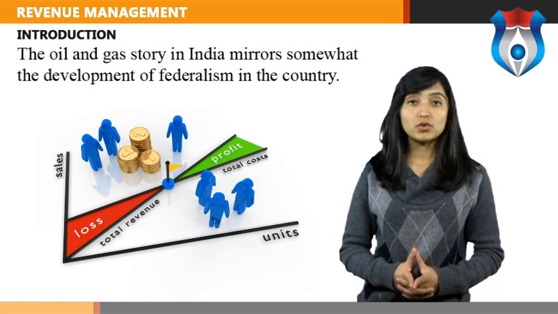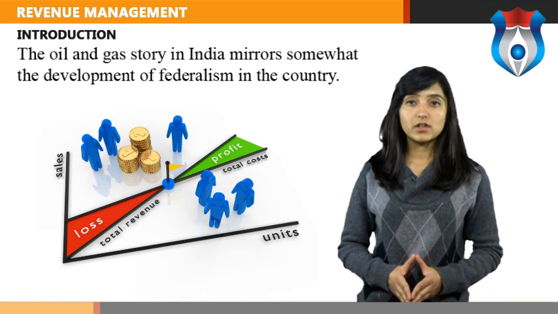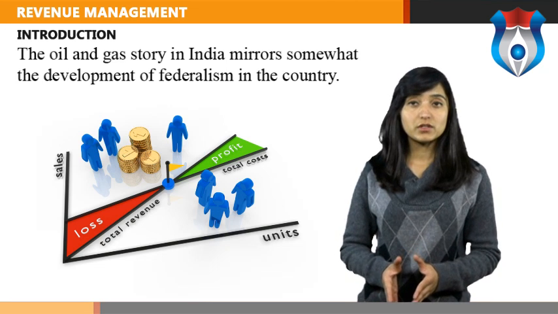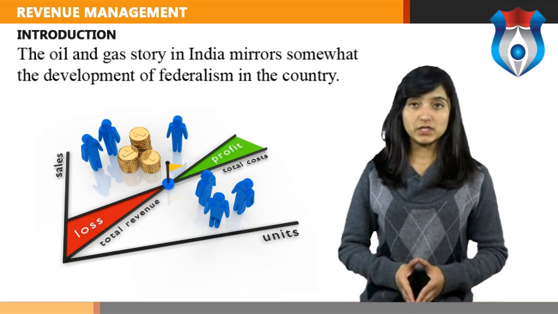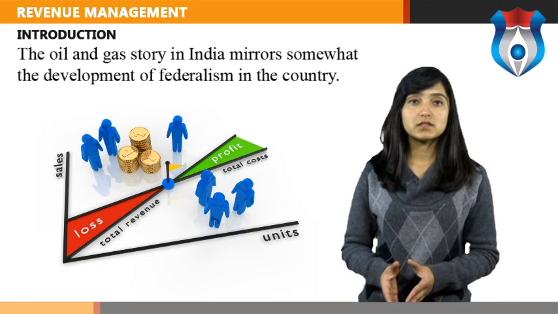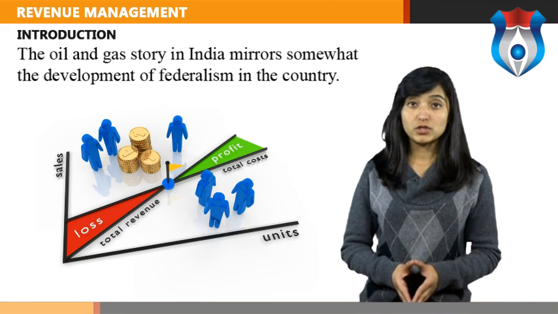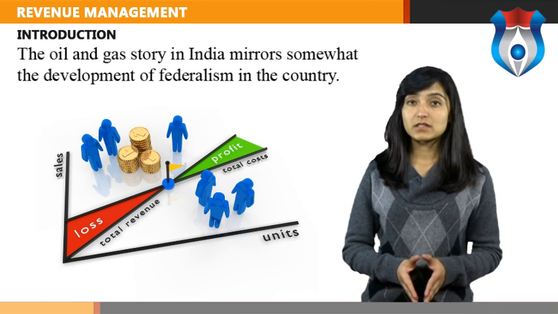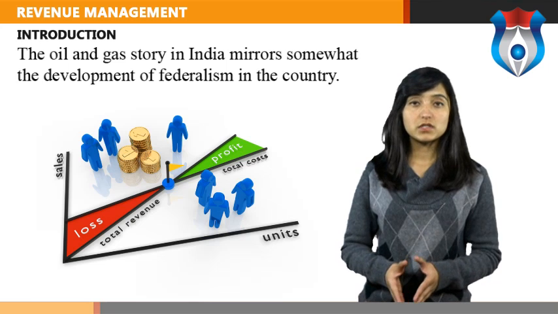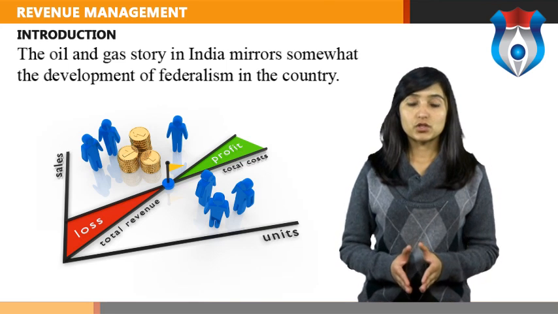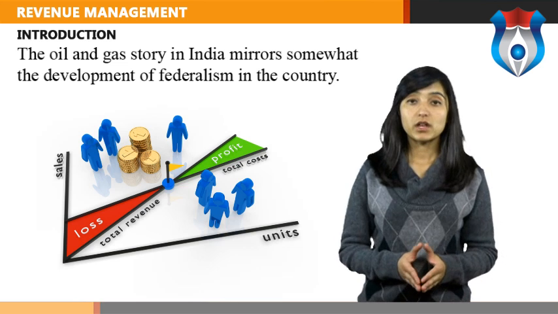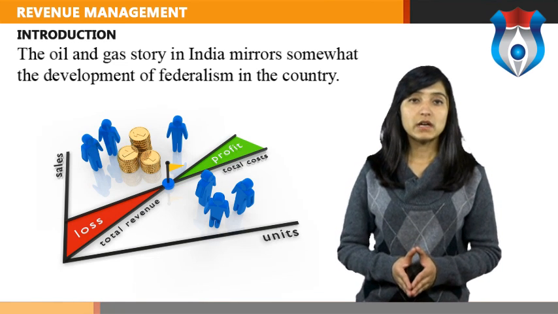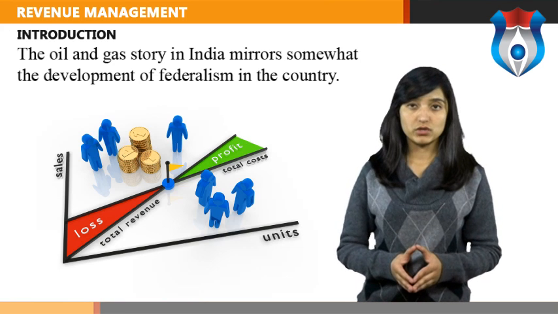The oil and gas story in India mirrors somewhat the development of federalism in the country. It is a story of incremental steps, learning and experimentation. Both the sector and India's federalism seem more robust today than before, though the evolution of oil and gas policy reflects a centralizing tendency in terms of decision making, partnerships and the controls exerted by the center in what, at least for onshore oil and gas, is a state resource. This has inevitably led to tensions.